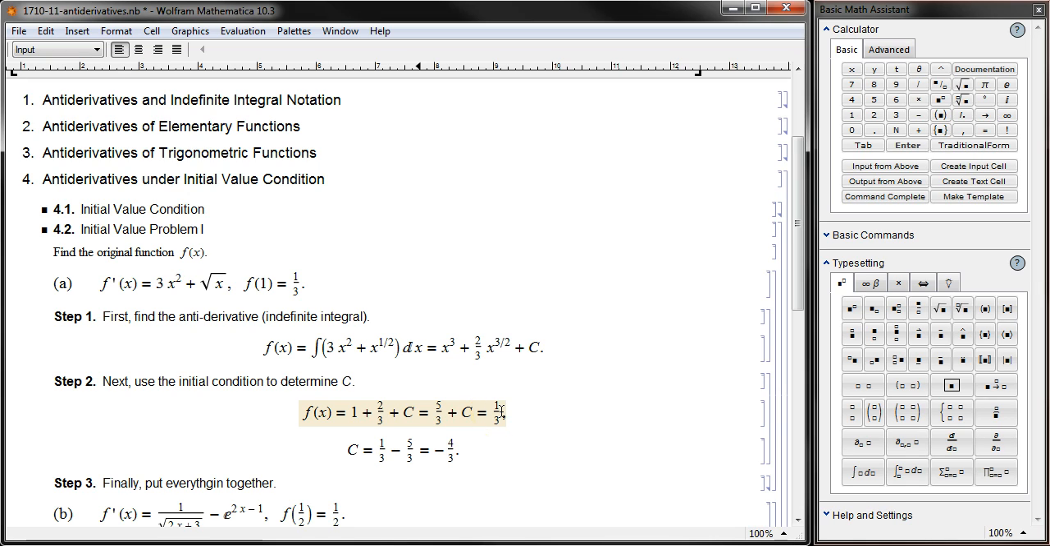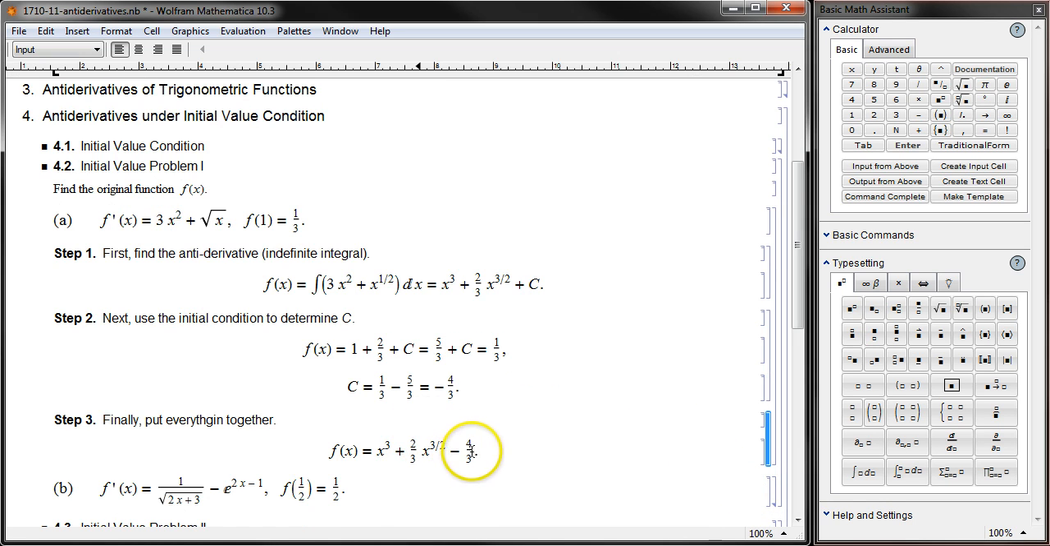This becomes an equation of c, a very easy equation. A little bit of computation, we are going to get negative 4/3. We found the c value. Let's put everything together and you can find the antiderivative function. This one, and then instead of plus c, we have minus 4/3. Here we go, the final answer: the antiderivative function under the initial value condition.